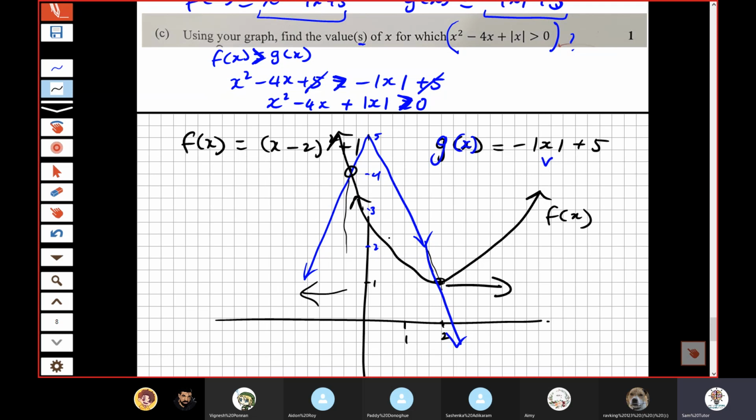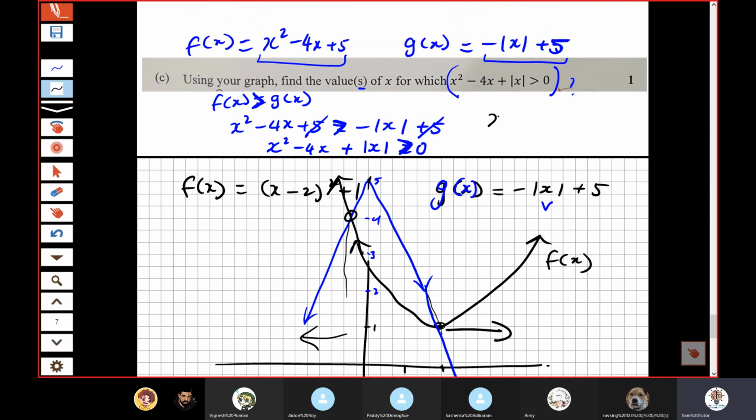But it should have been x equals 0, because this black curve should have actually crossed over right at the 5. So the answer should have been x is less than 0 and x is greater than 2. X is less than 0, x is greater than 2. That's when the black curve, f of x, will be bigger than g of x.